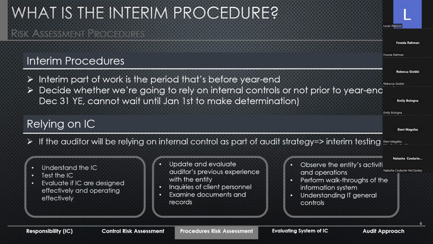But to do this interim work, called interim procedure, you have to understand the internal controls. You have to test internal controls, make sure that they're reliable. If they're not reliable, then you can't be doing the interim procedure. You're going to have to wait all the way to the end of the year and then do everything. And as an auditor, you would rather do a lot of things before it gets busy than when it gets busy, and then you have too many things on your plate. So you have to test controls, and update and evaluate the auditor's previous experience with the entity. So these are just steps that you would have to take.